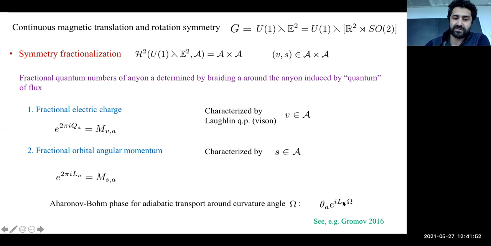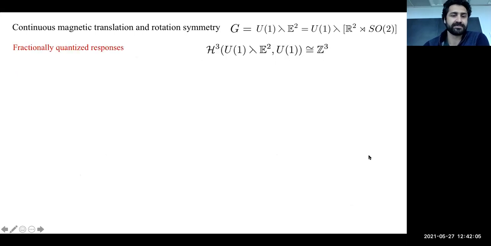So there's a contribution from this orbital angular momentum, and there's an extra contribution from the intrinsic topological spin of the particle as well. And Andrei Gromov has a nice calculation of this in this paper in U(1) level M Chern-Simons theory. To understand the responses, we calculate this H3.